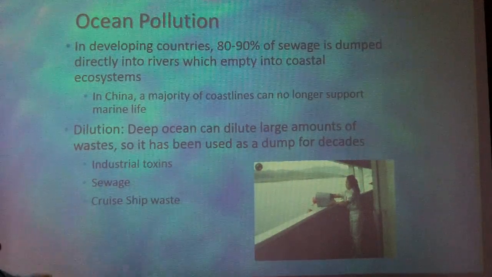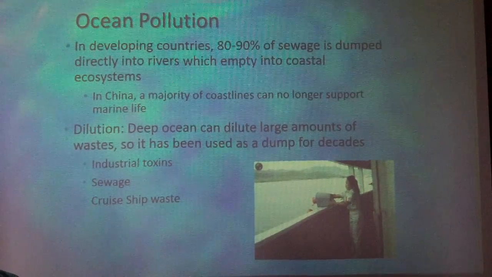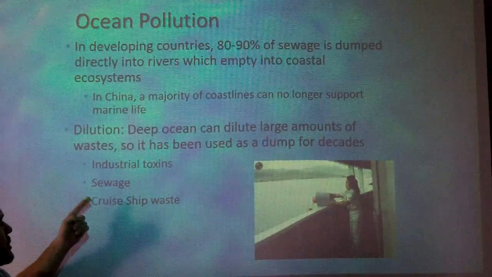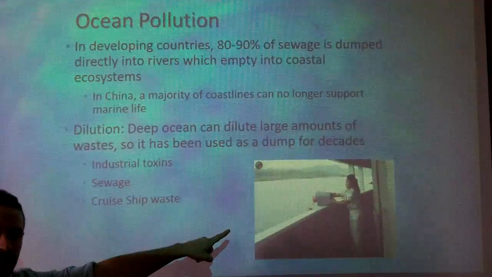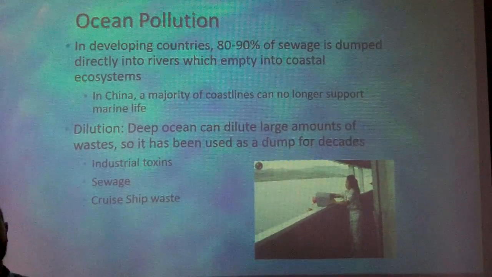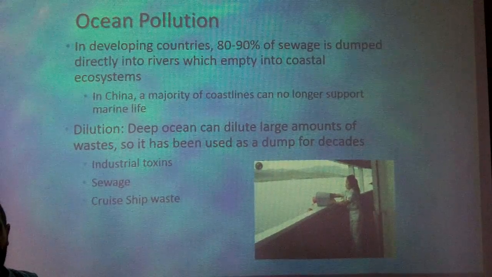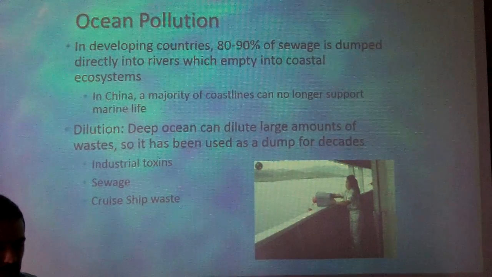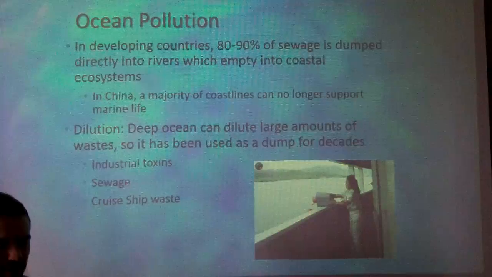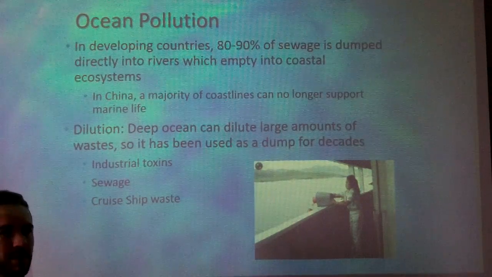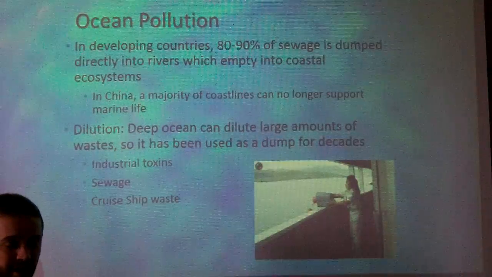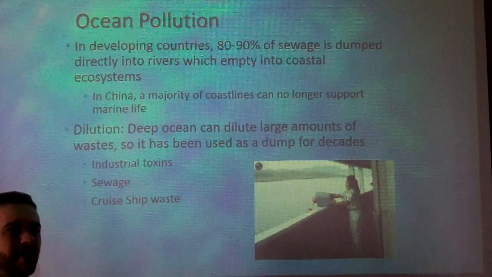So again, like I said before, the solution to dilution is pollution. We used to believe the ocean could dilute anything, so we dumped industrial toxins, sewage, cruise ship waste. There's a lady dumping the waste right off the cruise ship. Up until about 85, American cruise ships, when they were out in the mid-ocean, would put all the trash into this one section of the ship, pull a lever, and it would get sucked down to the ocean. Now we still do that with food waste on our cruise ships.